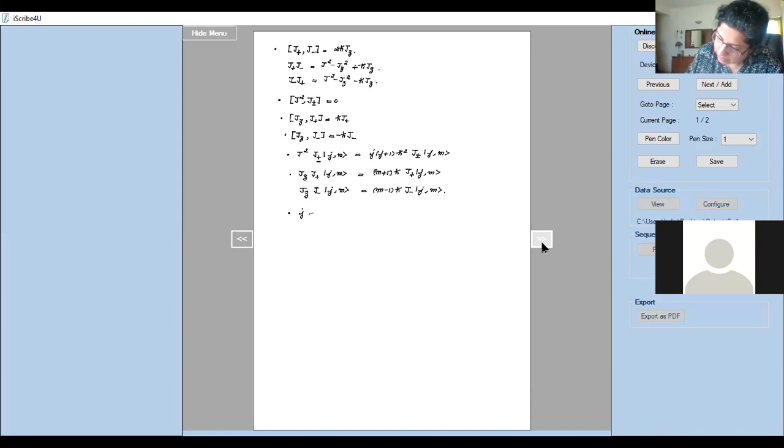Your j can essentially take on values of 0, half, 1, 3 by 2, 2, and so on and so forth. And your m in each case can again take on 2j plus 1 values, which essentially goes from minus j, minus j plus 1, all the way to j minus 1, j. So this is essentially the whole thing.